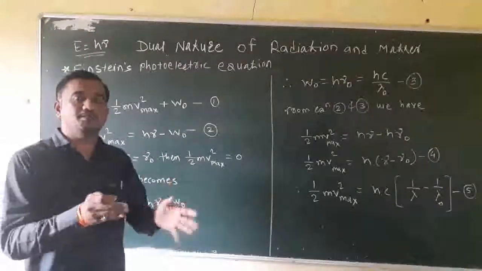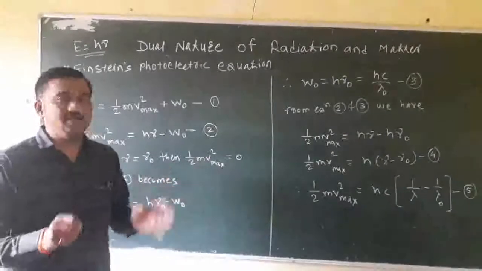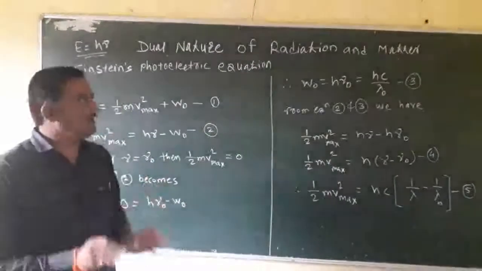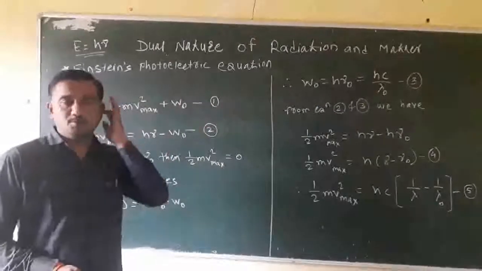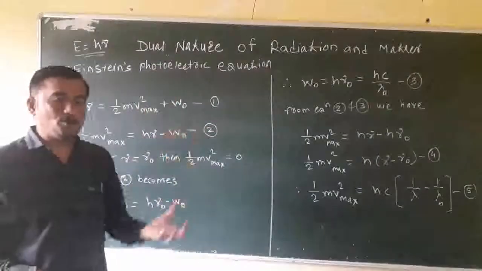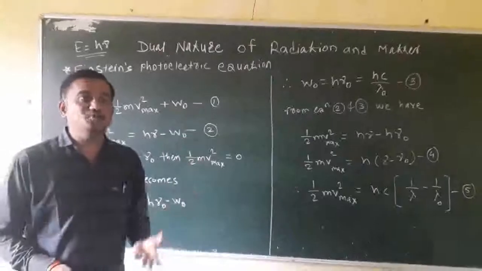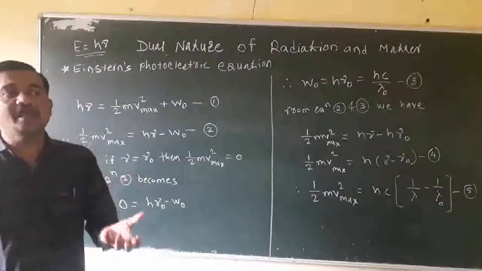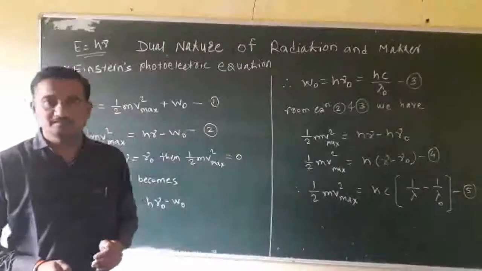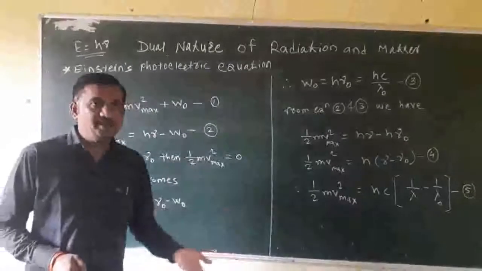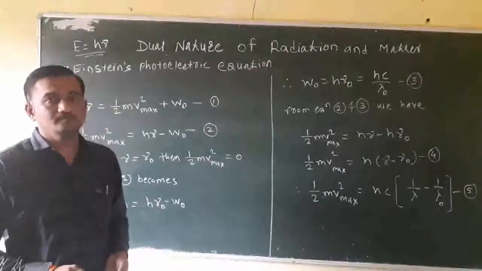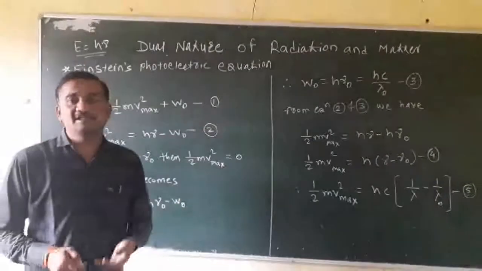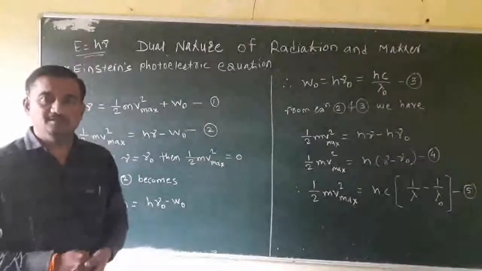When light falls on a metal surface, photon-electron collision takes place. That means an elastic collision between the photons and electrons takes place. When these photons fall on the metal surface, the energy of the photon is completely absorbed by the electron, and this energy is utilized in two ways. Some part of the energy is used for the work function, and the remaining part of the energy is used for the maximum kinetic energy.